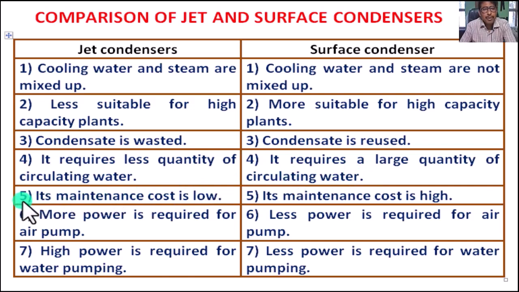Number 5, for jet condenser, its maintenance cost is low. Number 5, for surface condenser, its maintenance cost is high.